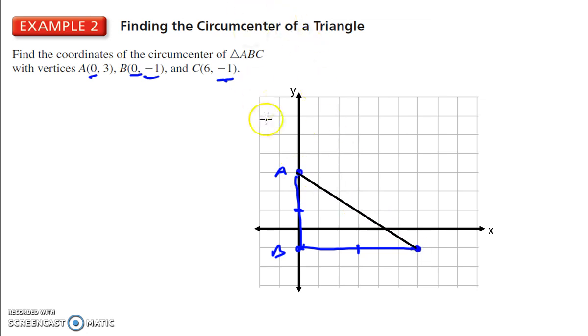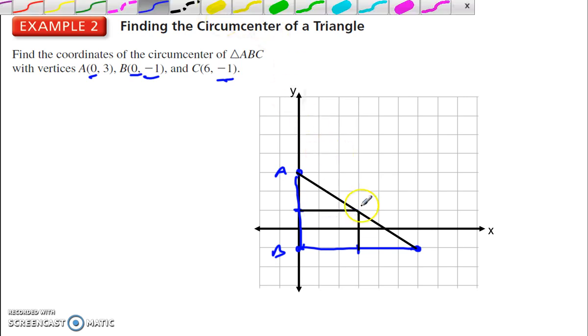I want to find the perpendicular bisector. So I'm going to make a line that's at a right angle right on this midpoint. Now, if it's perpendicular to a horizontal line, it's going to be a vertical line, right? If it's perpendicular to a vertical line, it's going to be a horizontal line.